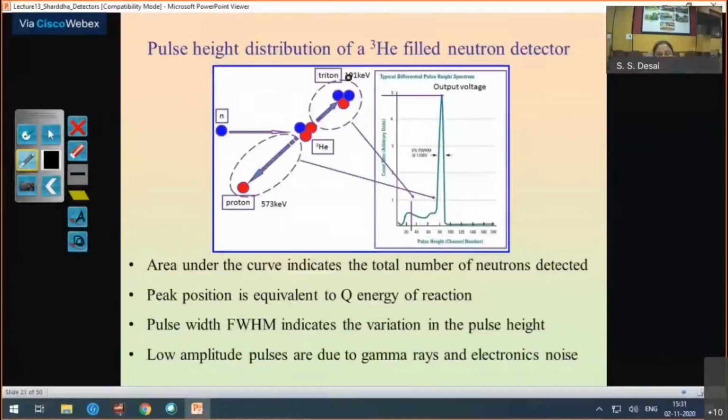So the pulse-height distribution, okay, it's the same reaction, just shown in slightly different form. So as the kinetic energy is distributed between proton and triton, here the peak position is equivalent to the 764 keV Q value of the reaction.